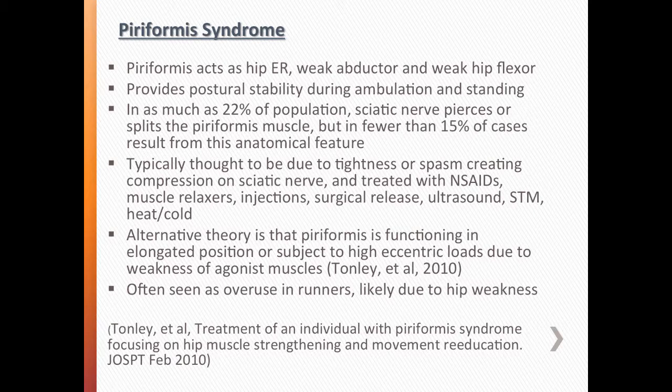It's often treated with NSAIDs, muscle relaxers, injections, surgical release, ultrasound, soft tissue mobilization, heat or cold. But the alternative theory put forth by Tonley et al. in 2010 is that the piriformis is functioning in an elongated position or is subject to high eccentric loads due to weakness of agonist muscles. So this is, again, a strength issue and not just a tightness issue or a spasm issue.